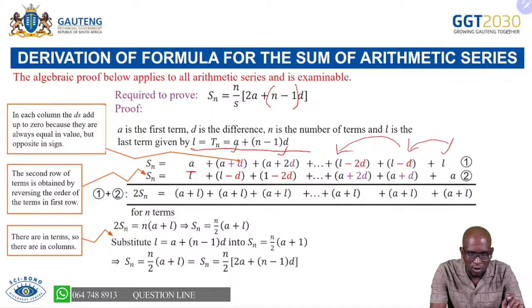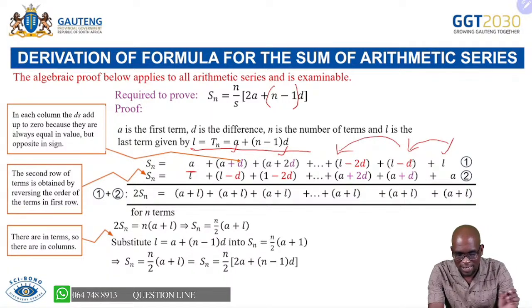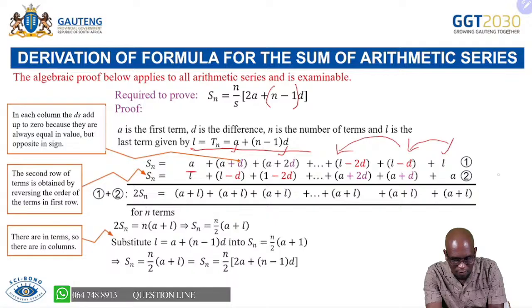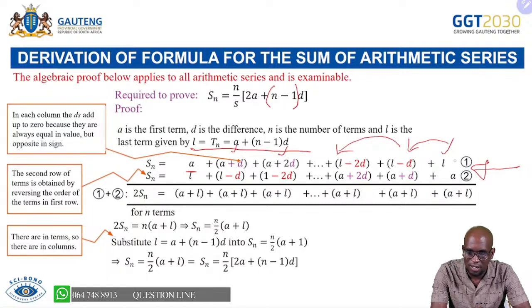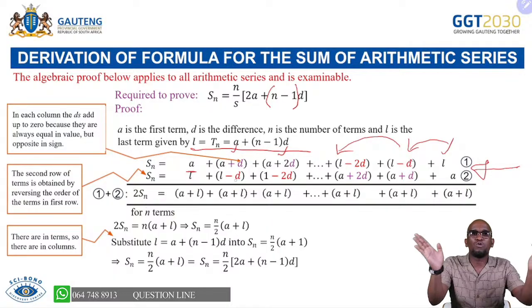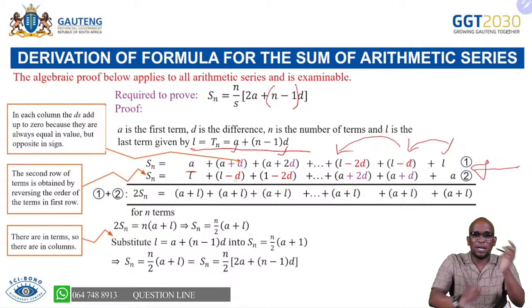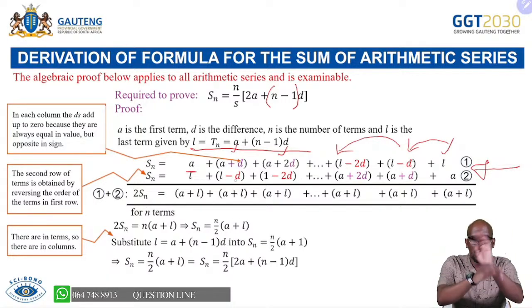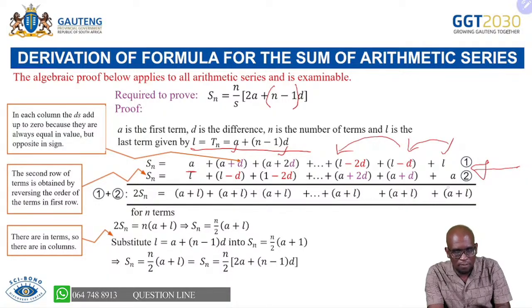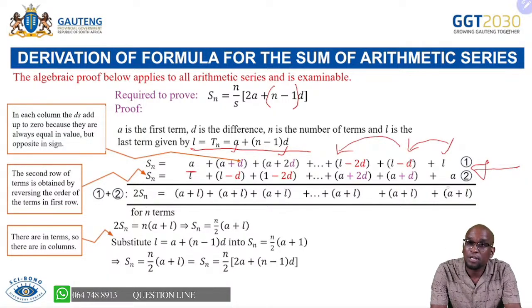Now, to formulate equation 2, we are going to reverse the order. Whatever we have in equation 1, we are going to write it backwards. You see, L was the last term in equation 1, and L is the first term there. L minus d was the term before the last, and L minus d is the second term. So you flipped around that particular series, and as you write those terms, you get your equation 2.